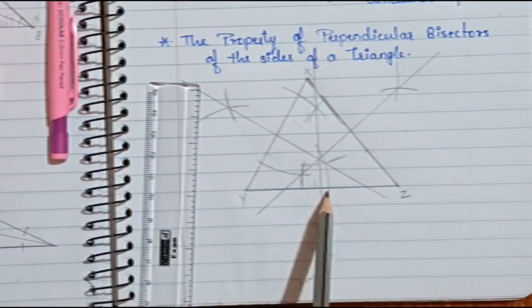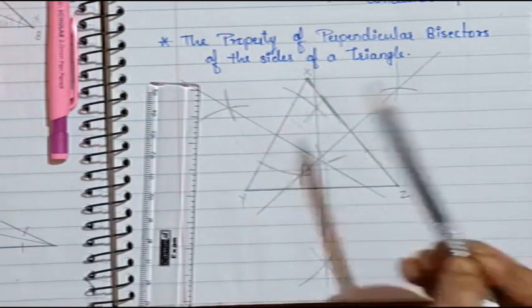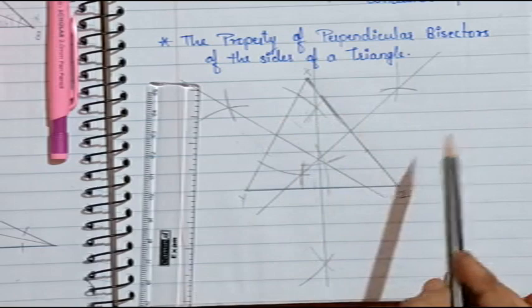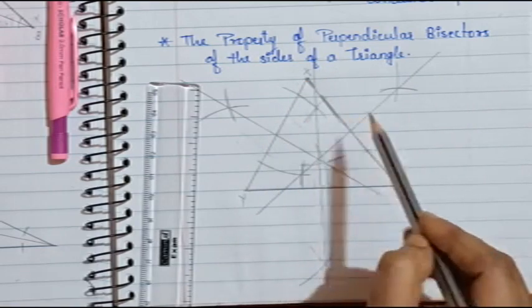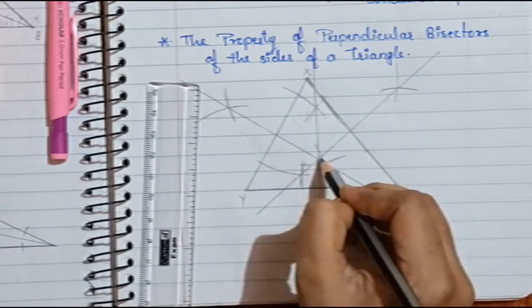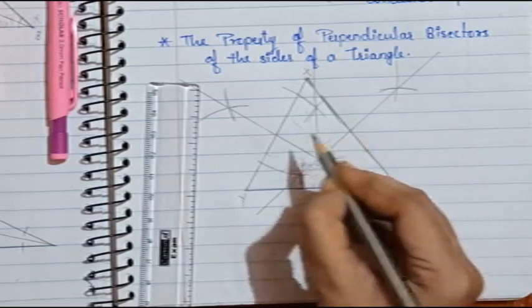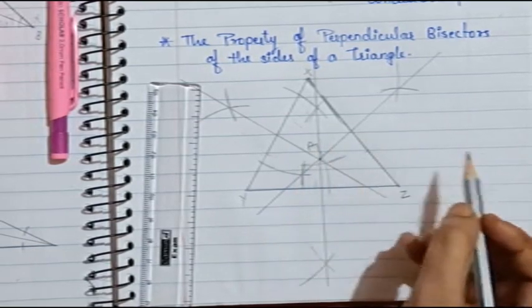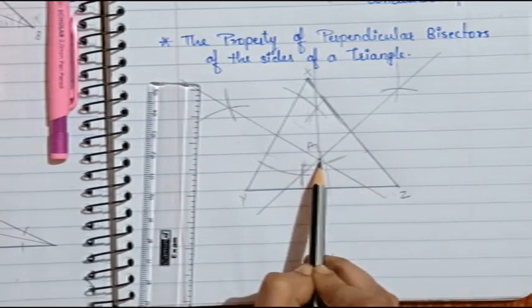You have divided it into two parts. Then side XZ you have divided into two parts, and side XY also you have divided into two parts. Now all these perpendicular bisectors have intersected at this point. Okay, and I'll name it point A. Point A. At this point all these three bisectors have intersected.